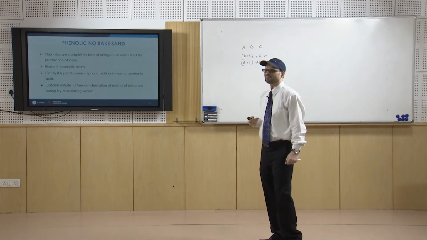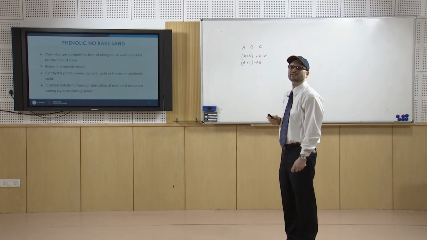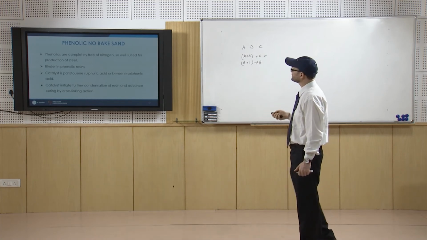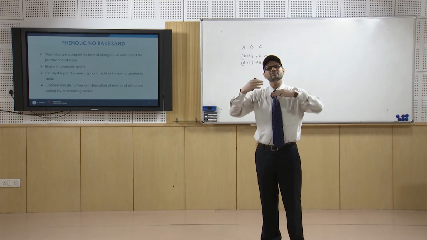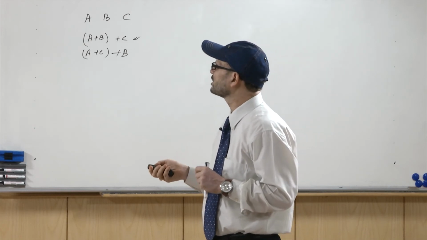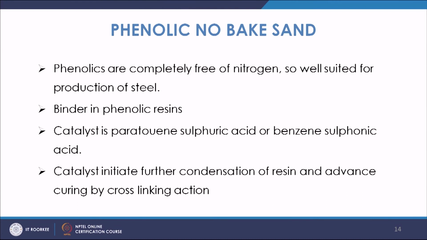The other type of no-bake sand is phenolic no-bake sand. The advantage there is that they are completely nitrogen free, so they are well suited for production of steels. There is no probability of having defects like pinhole porosities. These phenolic resins are normally used as binders in such a system, which is free of nitrogen. The catalyst is para-toluene sulfonic acid or benzene sulfonic acid.